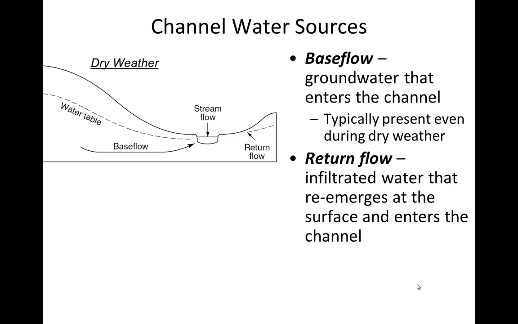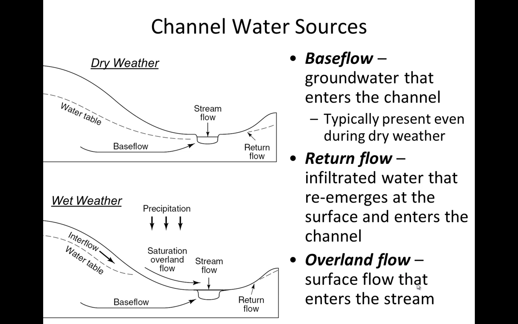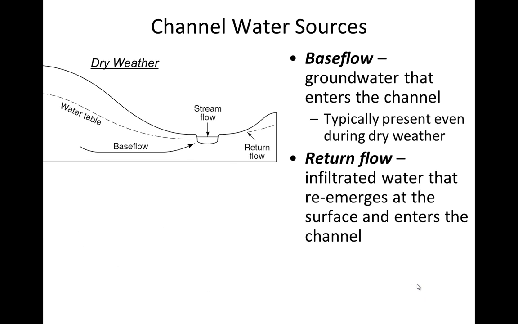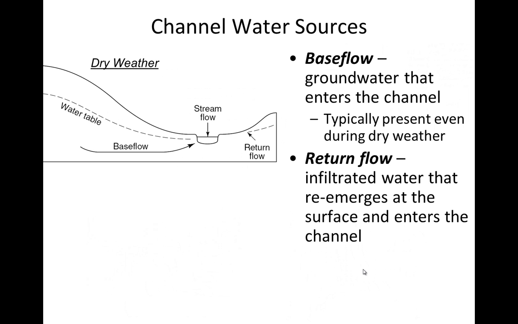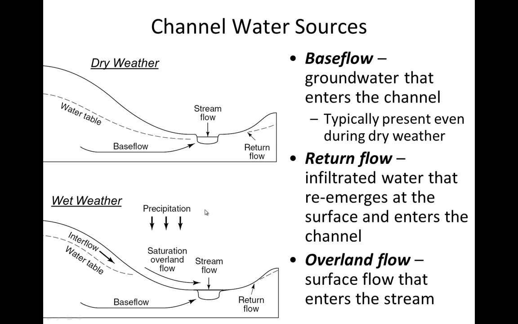We can distinguish what makes its way into the stream as base flow and return flow. Base flow is the groundwater that would be entering the channel even during dry events, whereas return flow is that flow that was illustrated on this slide. It's the flow that when the water table rises because of a wet weather event, the return flow is previously groundwater that re-emerged at the surface and made its way into the channel. And these two diagrams are also illustrating overland flow. Here it's showing that in the case where there's return flow, there will be saturation overland flow.